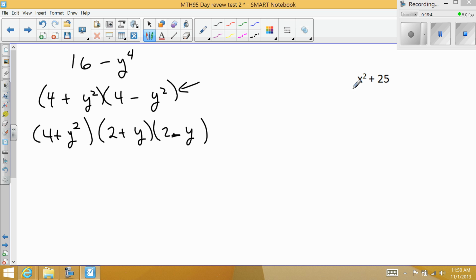And this last one, x squared plus 25, whenever you have a square plus a square, it will not factor with real numbers, and so we say this is a prime polynomial.